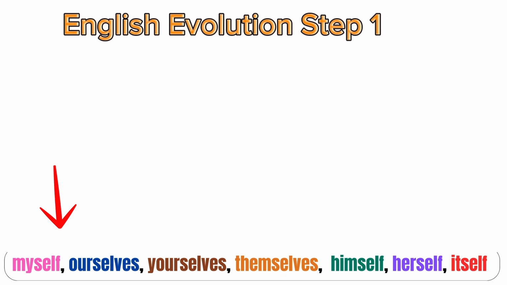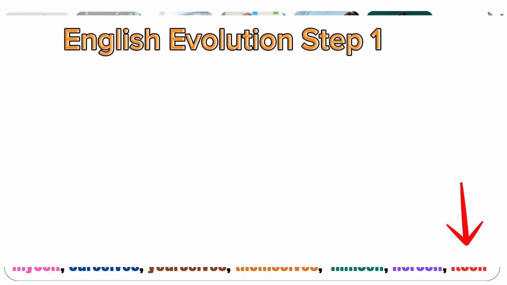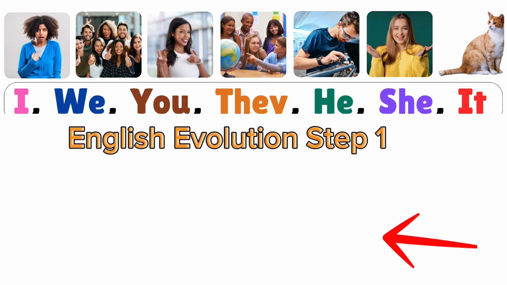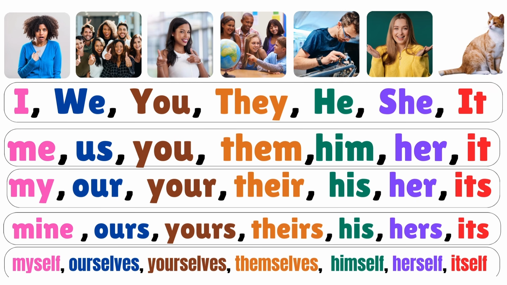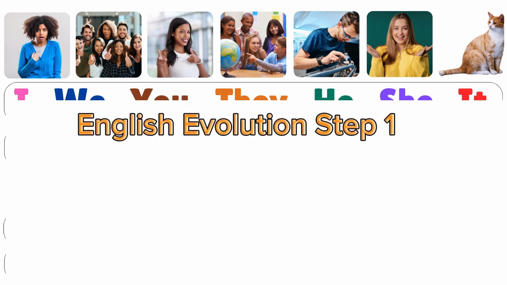Reflexive pronouns. Myself, ourselves, yourselves, themselves, himself, herself, itself. These are the personal pronouns in English. Let's dive into the examples in sentences.